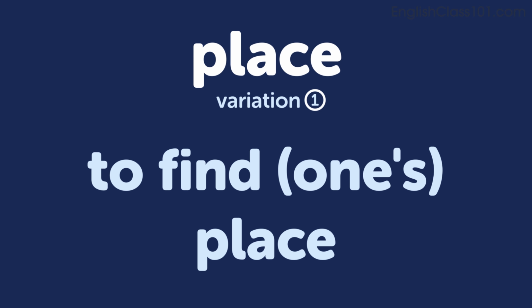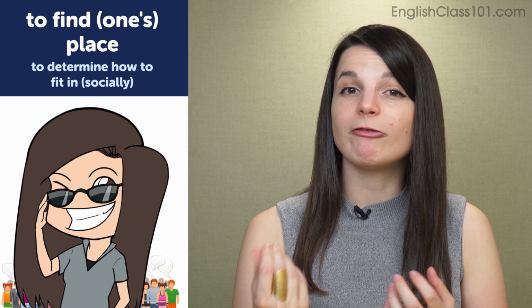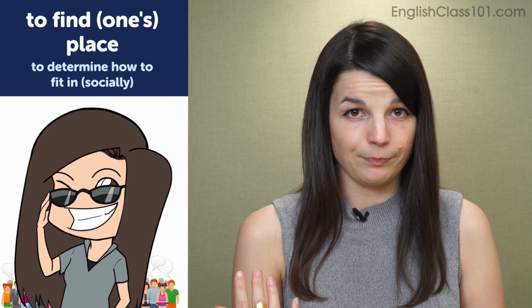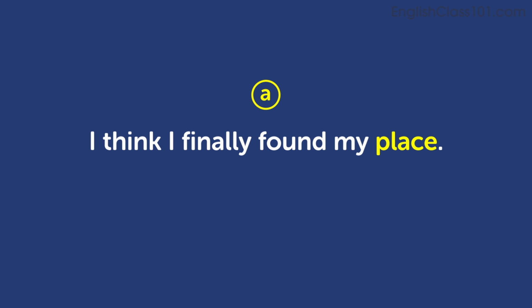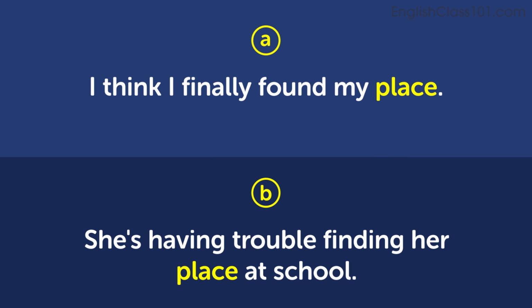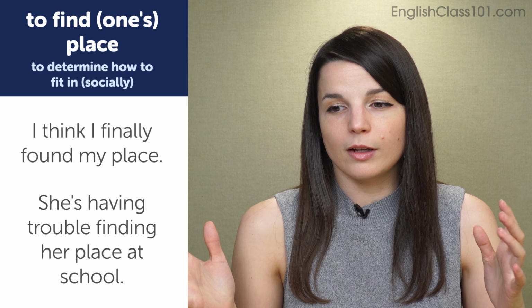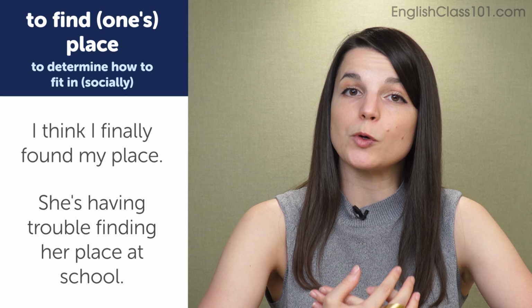Let's move on to some variations for this verb. The first variation is to find one's place, to find one's place. This means to determine how to fit in socially. Okay, examples of this. I think I finally found my place. She's having trouble finding her place at school. So here, we're seeing examples that involve someone finding their social position.